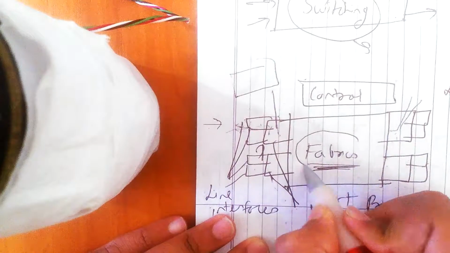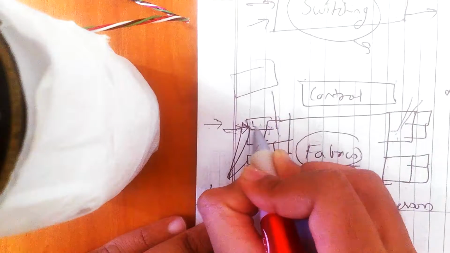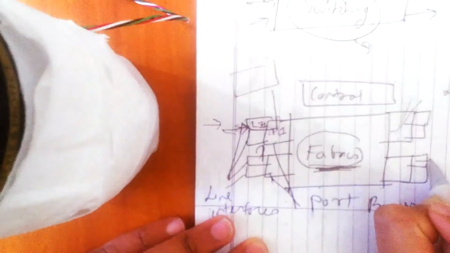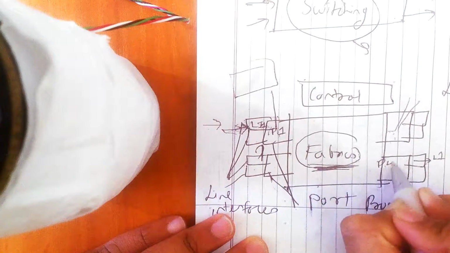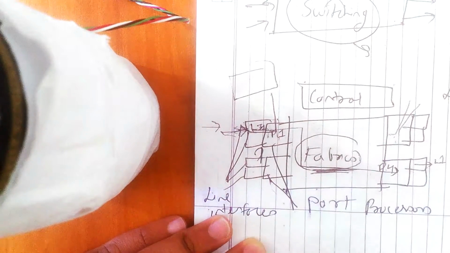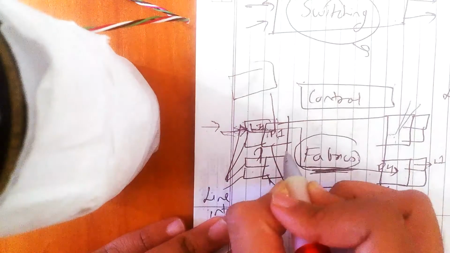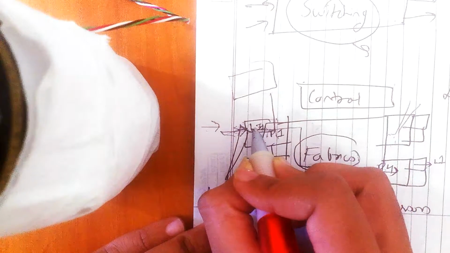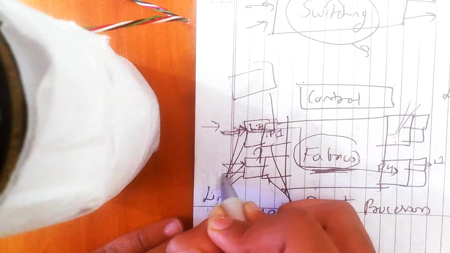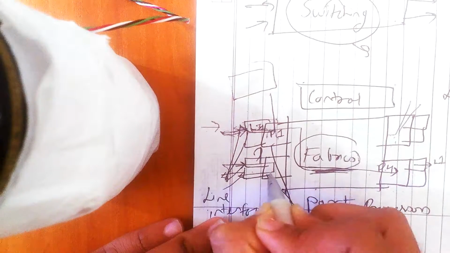So what is the importance of a fabric? Let's say you have an input coming from line interface 1 of port 1 and you want to transfer it to line interface 1 of port 4. This is done through a fabric. So this is the way the fabric works. But if you want to transfer from the same input and receive it from the same output, you can do it directly with the port processor as well.